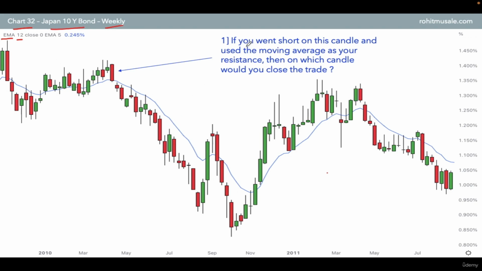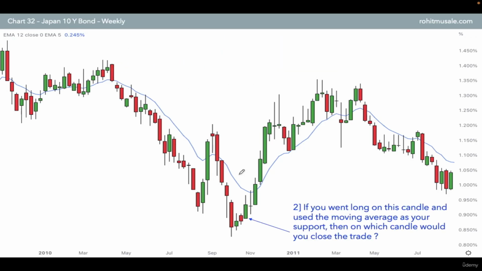Question 1. If you went short on this candle and used the moving average as your resistance, then on which candle would you close the trade? So this red candle. Number 2. If you went long on this candle and used the moving average as your support, then on which candle would you close the trade?